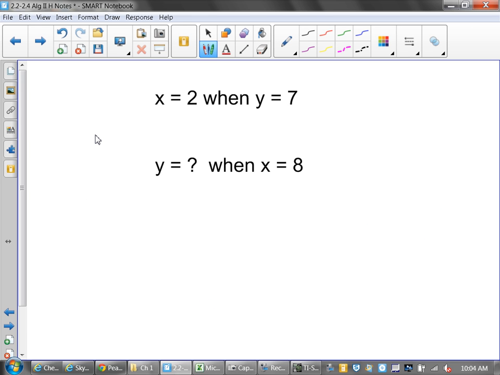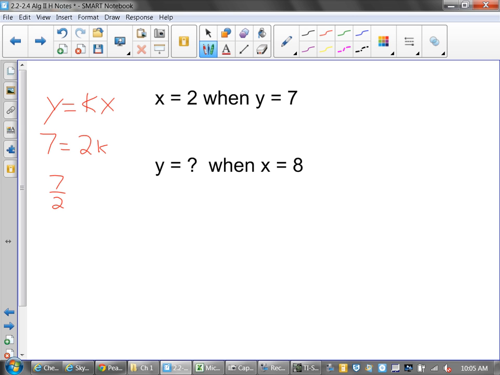Same idea. X and y vary directly. X equals 2 when y is 7. What does y equal when x is 8? X and y vary directly, same exact setup. If x and y vary directly, that means they have to follow the same exact pattern: y equals k times x. I know what y equals and I know what x equals. Y is 7, x is 2. That means k is going to equal 7 over 2.